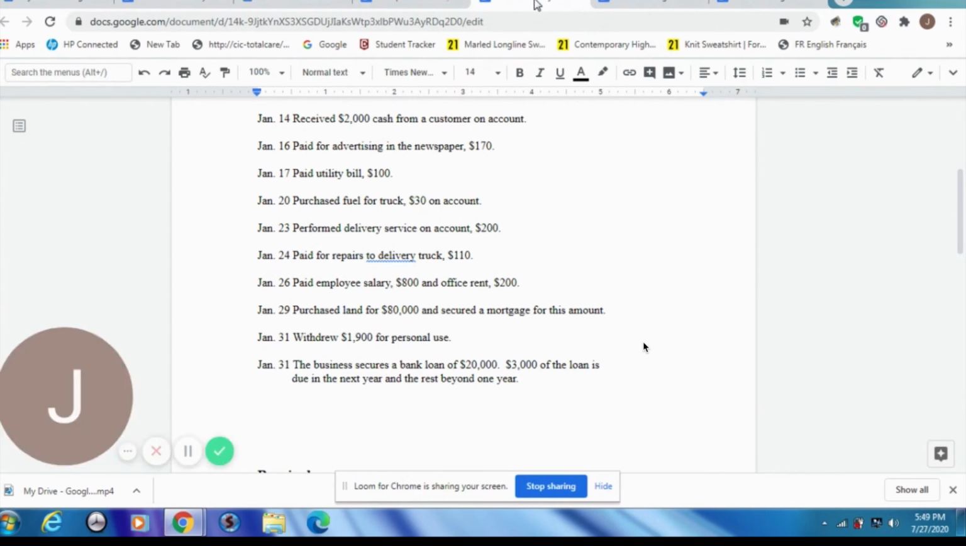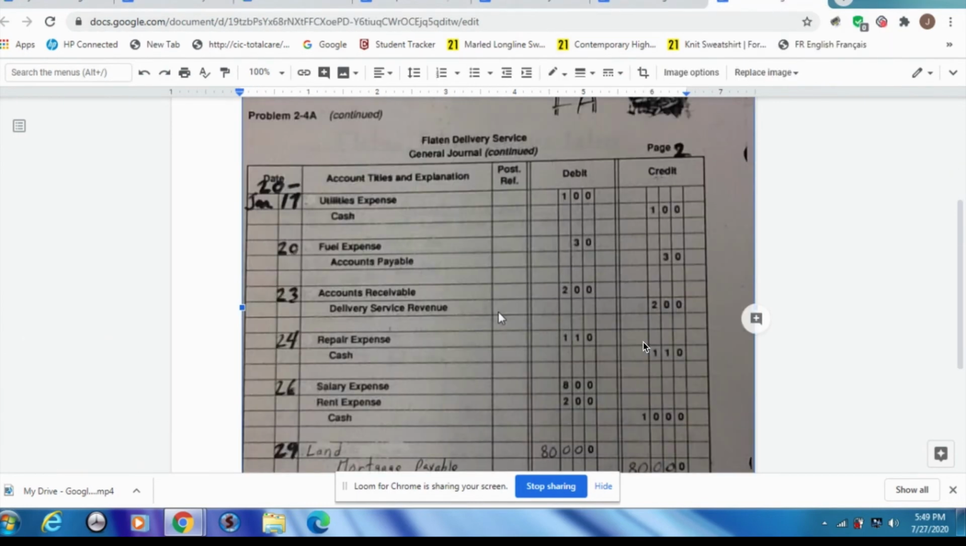Again, we're looking at the month of January for this business, and the next one is on the 24th. It says paid for repairs to delivery truck, $110. So there's something wrong with our delivery truck, and we've got to get it fixed, and that costs us $110. All right, so let's go to our journal page and complete that transaction. We put the 24th in here, and it's going to be repair expense debited $110, and we're going to credit cash $110 as well. Okay, that's the journal entry for that transaction.